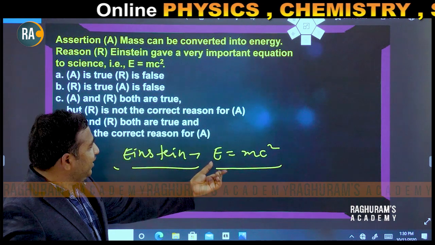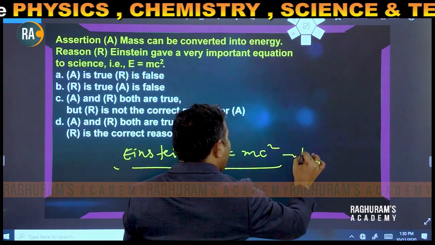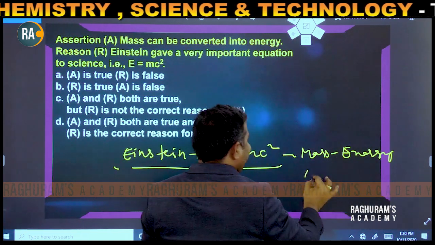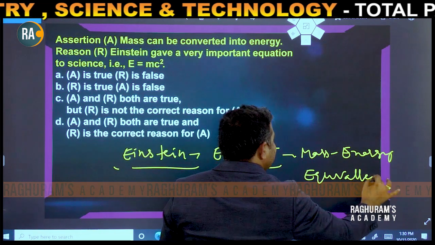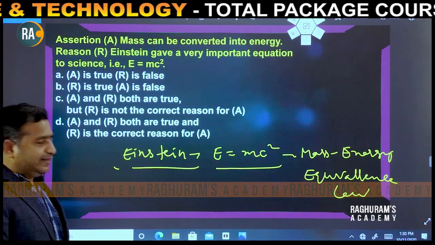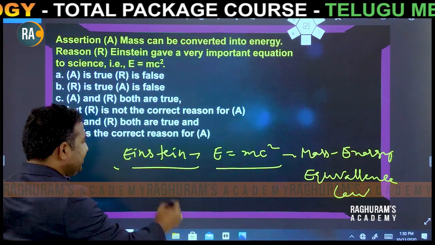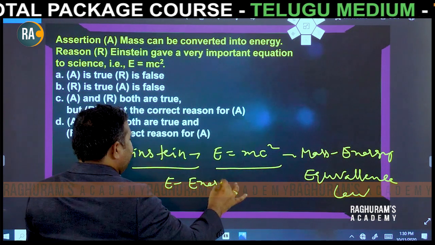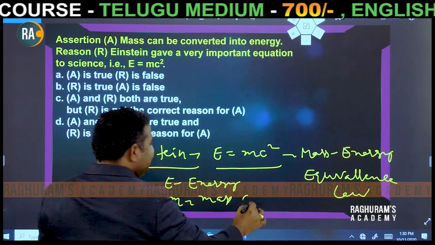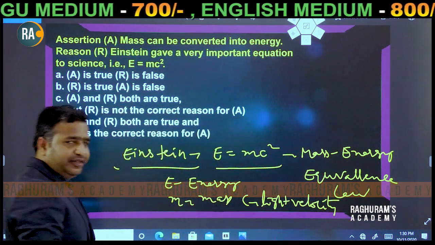This E equal to mc square is simply called the mass energy equivalence law. That means this equation indicates the relation between energy and mass. E means energy, m means mass, and c is the light velocity.